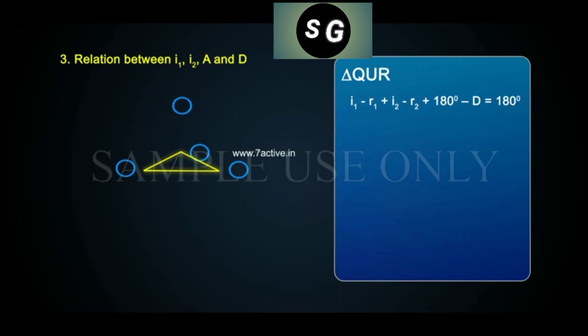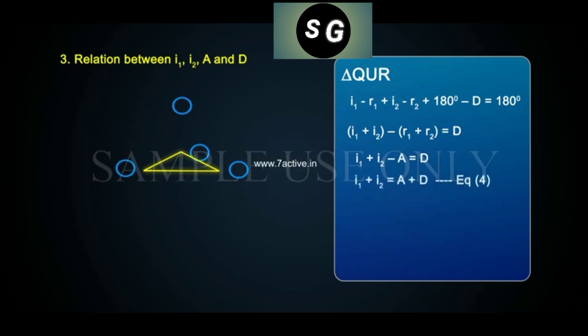Angle UQR plus angle URQ plus angle RUQ: I1 minus R1 plus I2 minus R2 plus 180 degrees minus D equals 180 degrees. So we can write I1 plus I2 minus R1 plus R2 equals D.